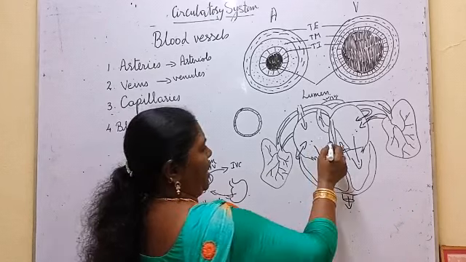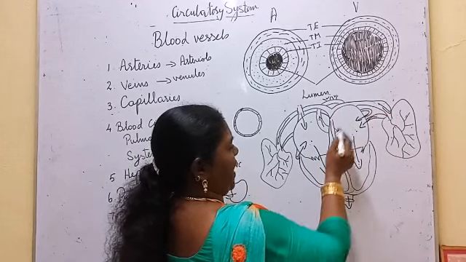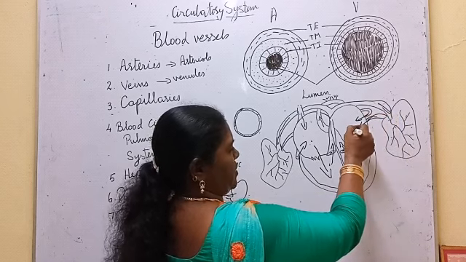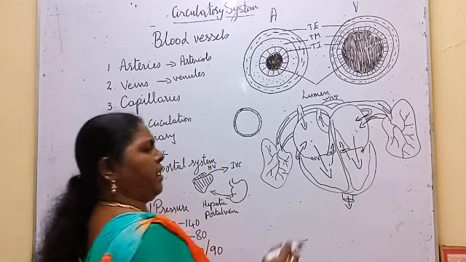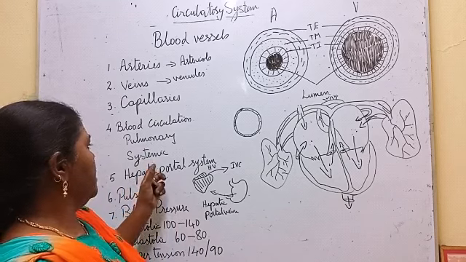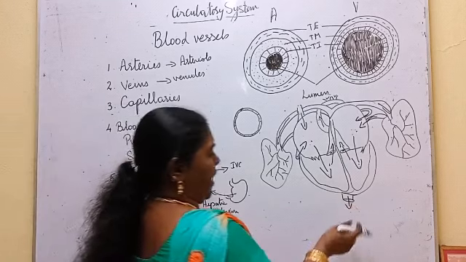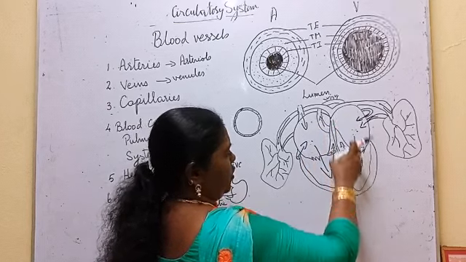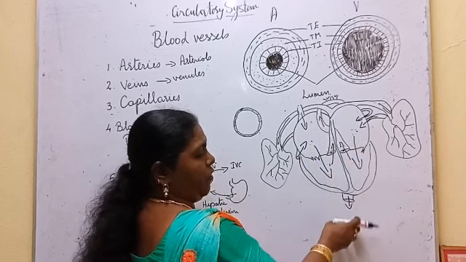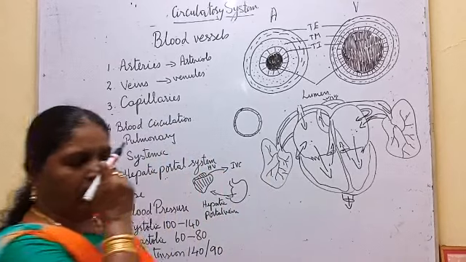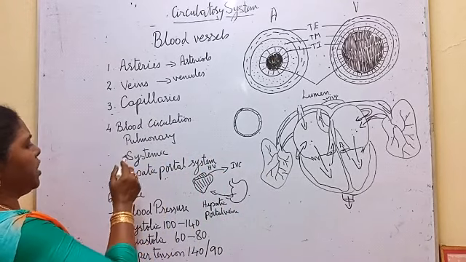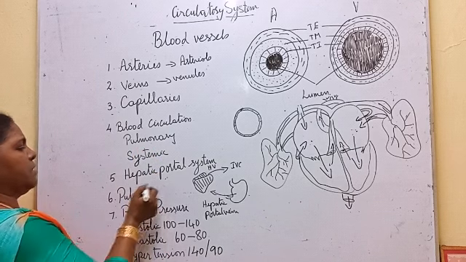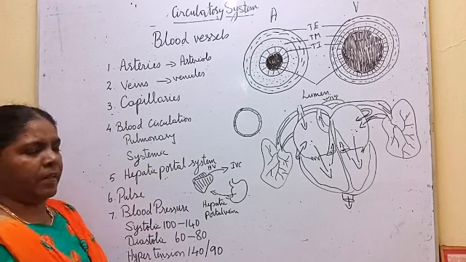Okay. And the heart collects the blood and sends it to the lungs. From the lungs it collects the oxygenated blood. That is pulmonary circulation. In systemic circulation, it collects blood from the different parts and distributes the oxygenated blood to the different parts. That is systemic circulation. So it has pulmonary circulation and systemic circulation. Other than this, one special system is there, the hepatic portal system.